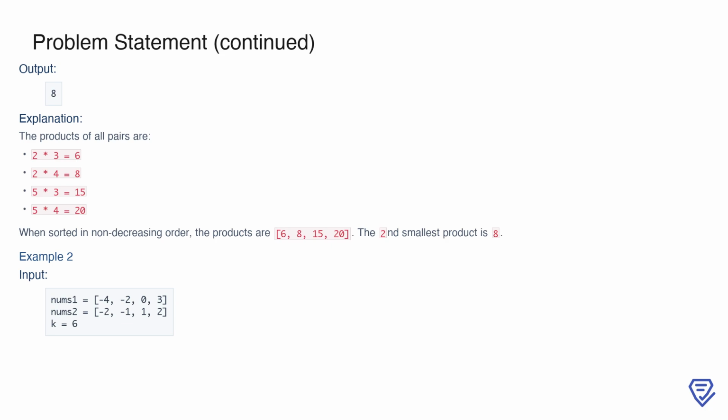Let's break this down. The products of all possible pairs from the arrays nums1 equals 2, 5, and nums2 equals 3, 4 are calculated as follows: 2 * 3 equals 6, 2 * 4 equals 8, 5 * 3 equals 15, and 5 * 4 equals 20. When we sort these products in non-decreasing order, we get 6, 8, 15, 20. Here, the second smallest product is 8, which matches our desired value of k equals 2. This demonstrates how the problem asks us to determine the kth smallest product efficiently.